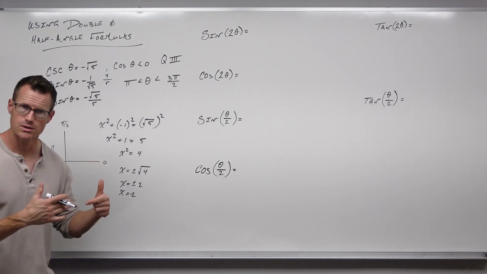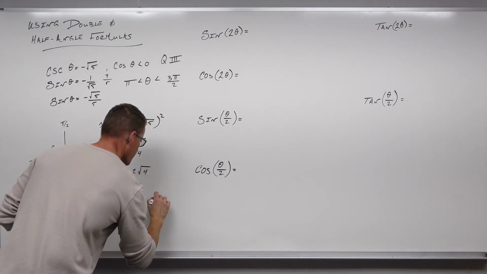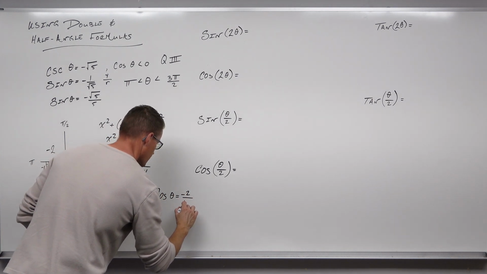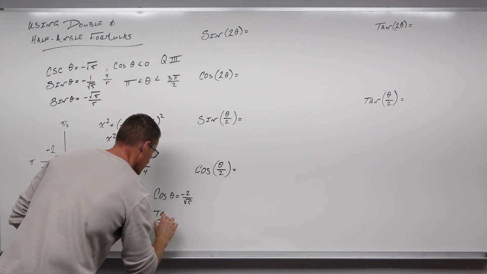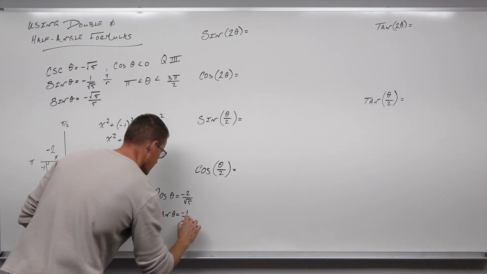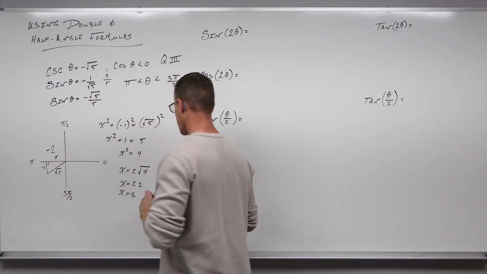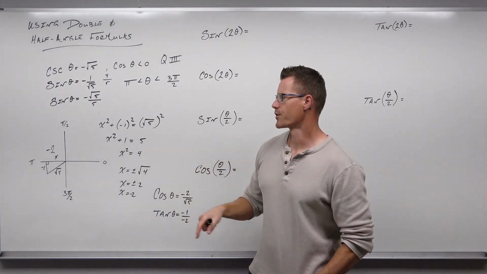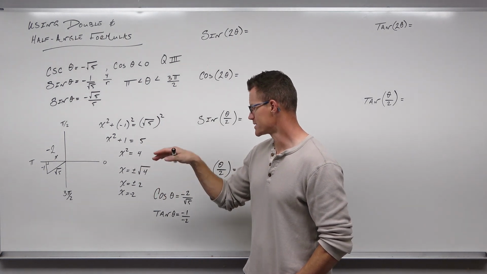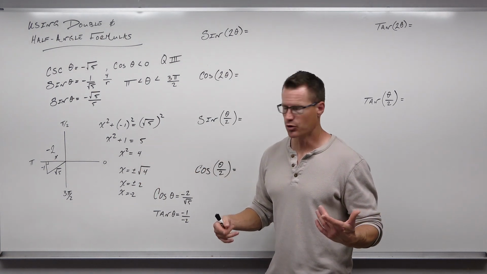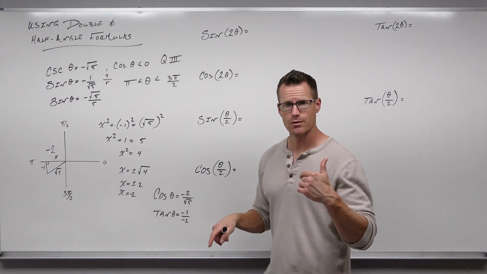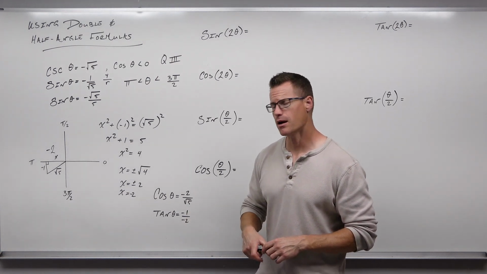So let's go ahead and find cosine and tangent of theta. Cosine says take your x over your r, so we have -2 over square root 5. Tangent says take your y over your x, so it's -1 over -2. And we can simplify that a little bit. Yeah, we really should rationalize that. So we should get -2 square root 5 over 5, and we should get +1/2.